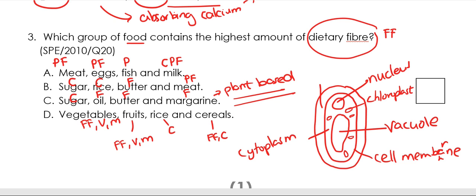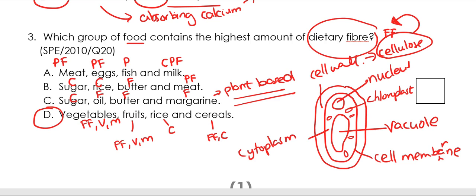Also, this one right here, that is your cell wall. The cell wall is very thick and is actually made up of cellulose. And cellulose is that fiber, the fiber that we want in our diet. And obviously from here, that contains a lot of plant-based food, so the answer is D.